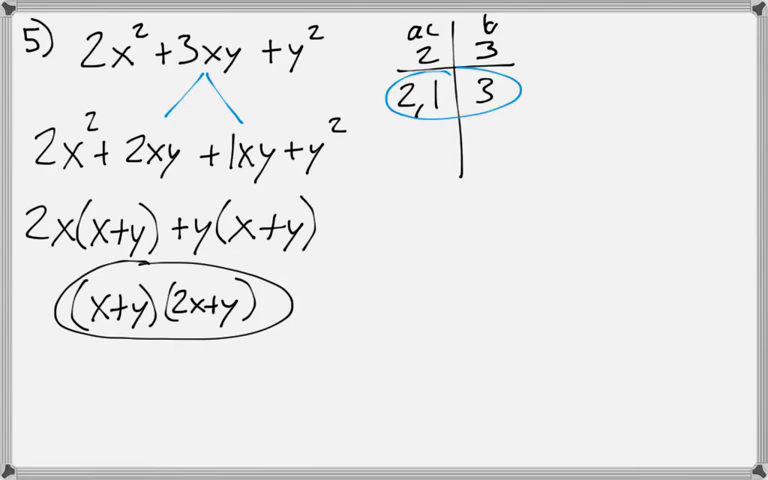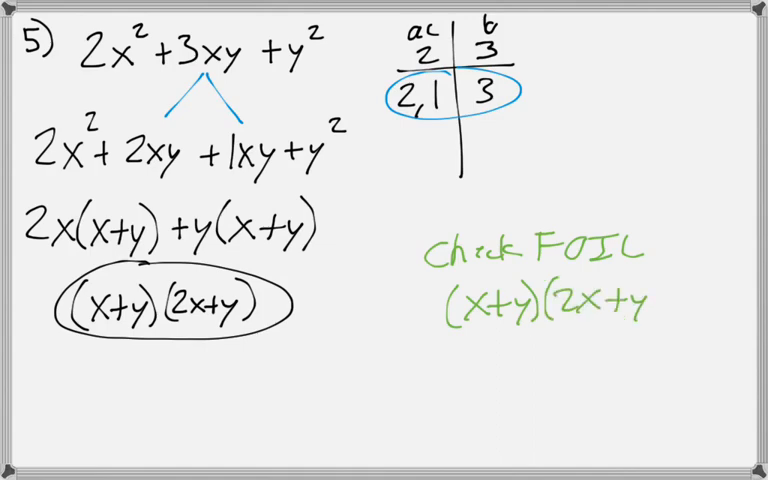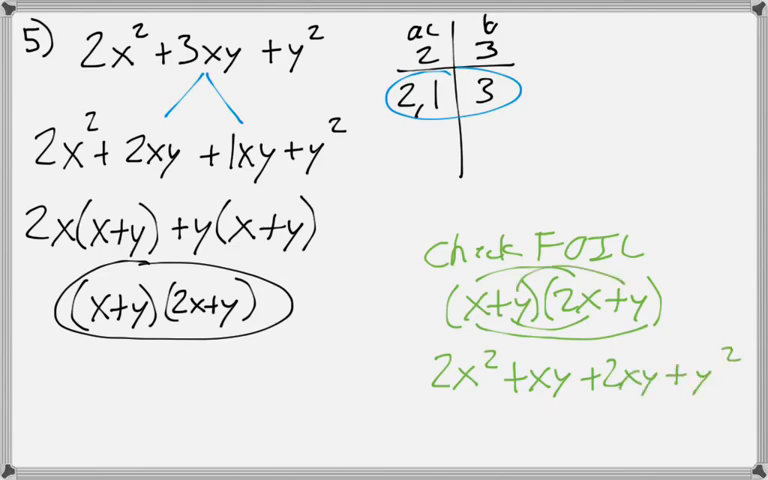Again, if you want to check it, you can. You don't have to. But if we check it, we're going to use FOIL. So x times 2x would be 2x squared, x times y would be xy, y times 2x would be plus 2xy, and y times y would be y squared. So if I combine these, I do get back to where I started.